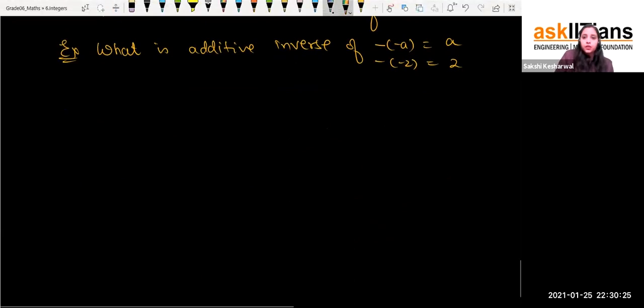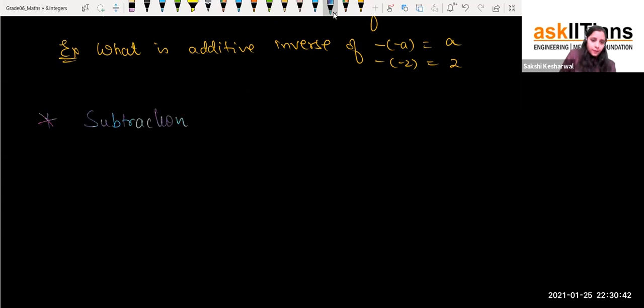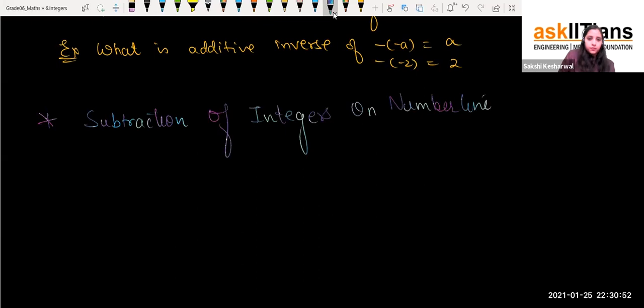Now, by taking this example, we will learn the new heading. The new heading will be subtraction of integers on number line, right? We're going to do this subtraction. This is the new heading, that is, subtraction of integers on number line, right? So we'll go with the rule. First, rule number 1, with the question.